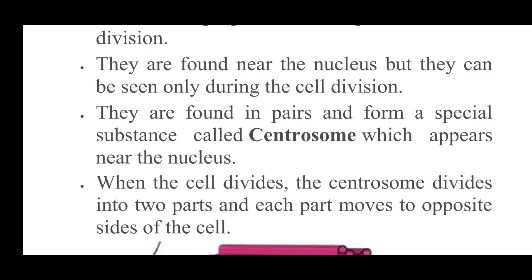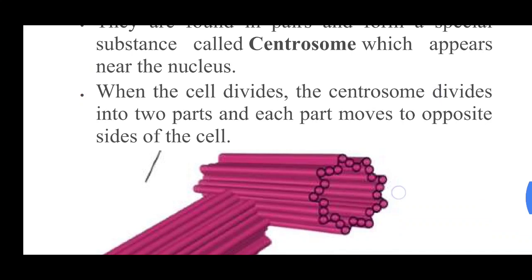Okay, a single cell, inside the nucleus, will first get divided and form 4 different cells. They are found in pairs along with a special substance called the centrosome, which appears near the nucleus. Where was the centrosome's presence? You remember about the chromosomes? When the centriole divides, the chromosomes divide and the arms are divided and they give rise to different cells. When the cell divides, the centrosome divides into 2 parts and each part moves to the opposite side of the cell.